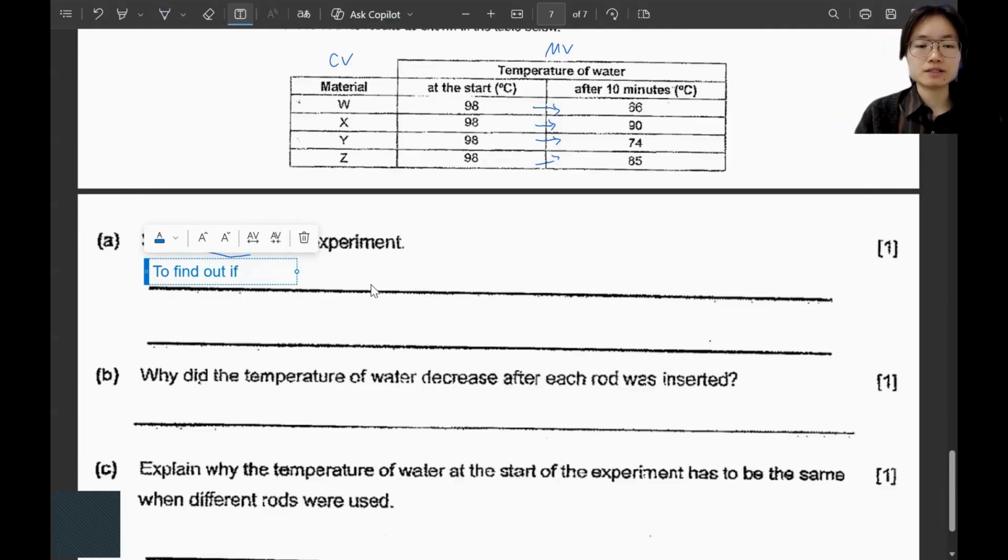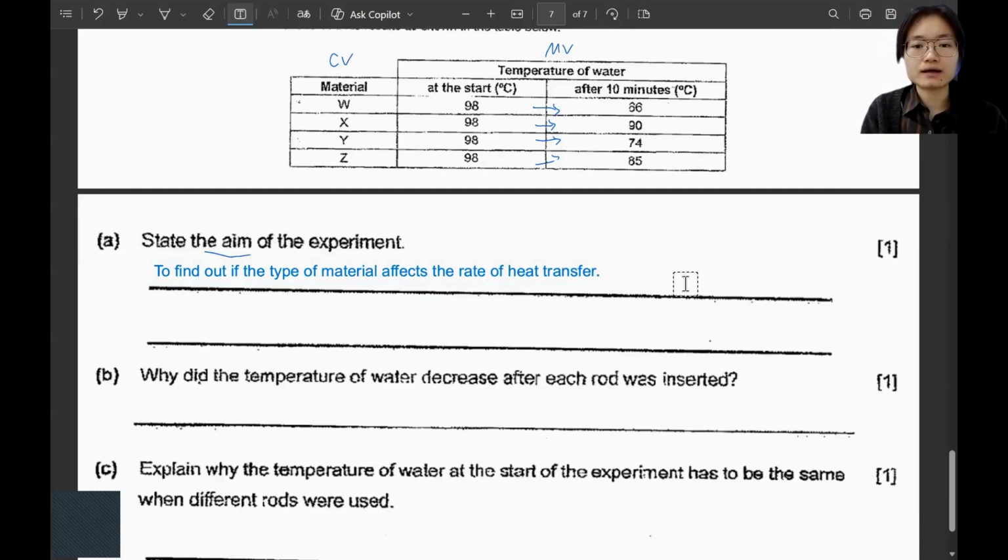So what's our CV here? The type of material, right? So to find out if the type of material affects, and what's our MV, measured variable? The temperature of water after 10 minutes, or affects the rate of heat transfer. So that is for aim questions.